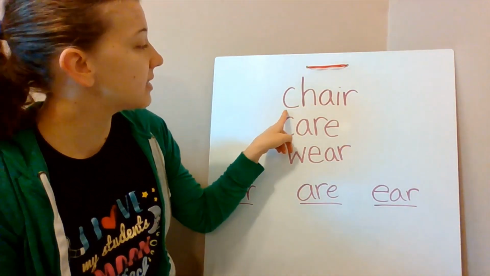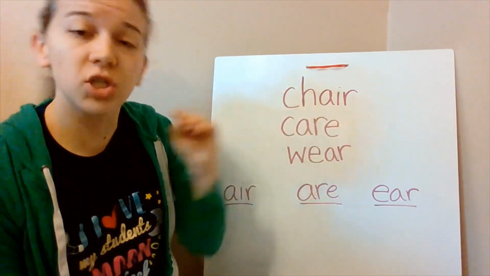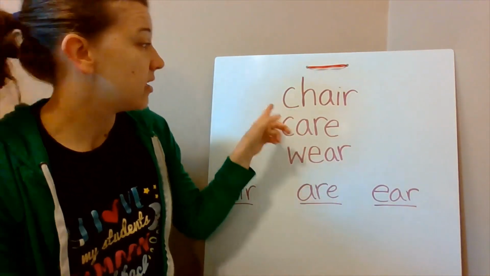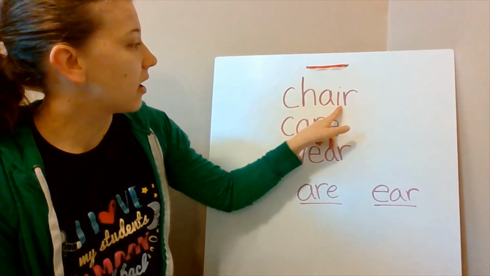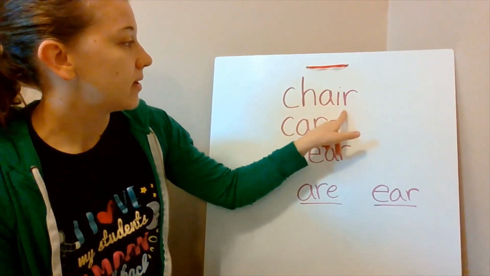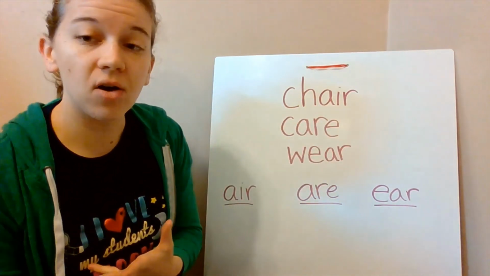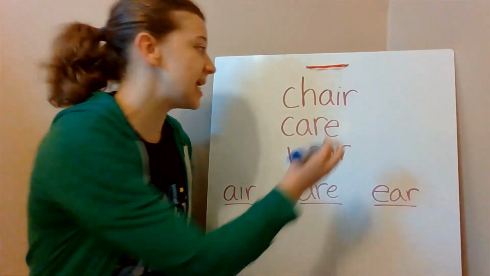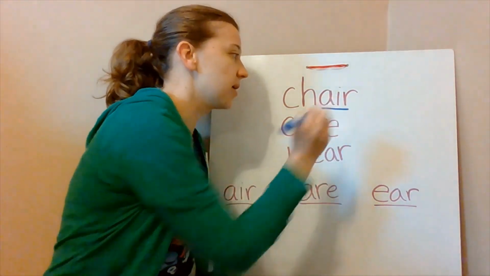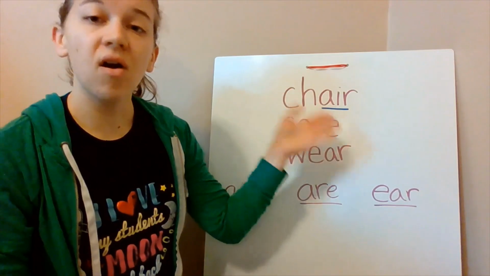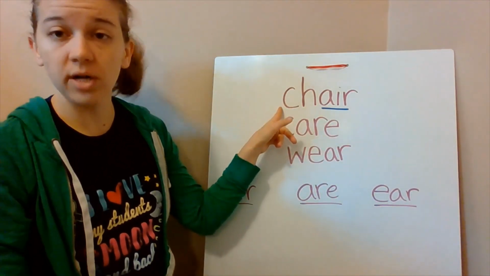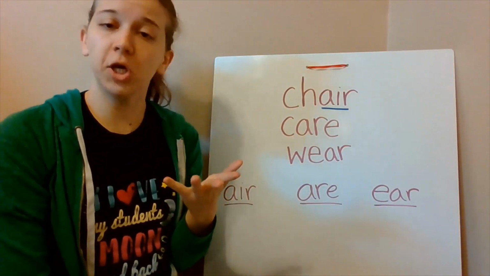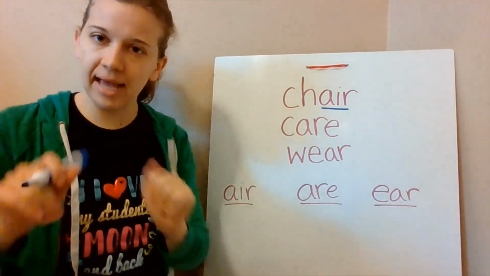The first word is chair. Do you hear the air sound at the end? We have our CH at the beginning, ch, we know that, and then air, chair. So one way to spell the sound air is A-I-R. That's one way to spell that sound, air, like in the word chair. Good, okay, makes sense. We got that, awesome.